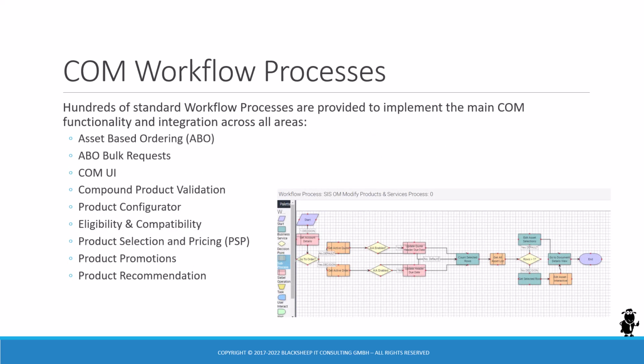Along with business services, Oracle Siebel Systems started and Oracle continued to create and maintain hundreds of workflow processes that are provided to implement the main customer order management functionality and integration across all areas of this vast module, including the so-called asset-based ordering or ABO, bulk requests, compound product validation, the product configurator, eligibility and compatibility, product selection and pricing, also known as PSP, handling promotions and recommendations, and this is not even a complete list.